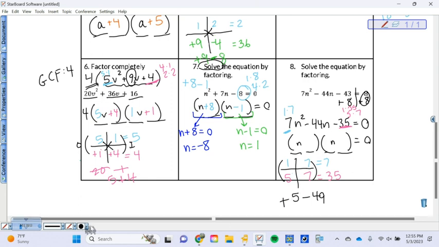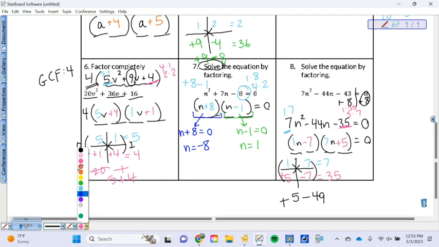So that means in my equation, my 5 is going to be positive and my 7 is going to be negative. I use this 1 and 7. Those are my first times first. And then my 1 gets paired with that negative 7, and my 7 gets paired with the positive 5. So 1n minus 7, 7n plus 5. And those, multiplied together, equal 0.